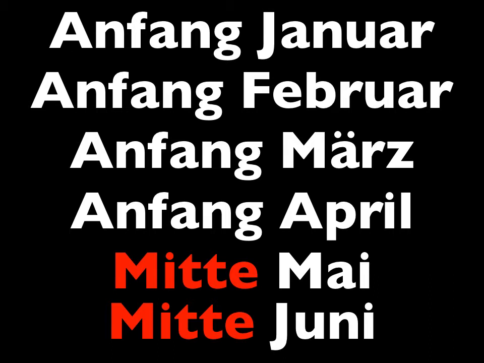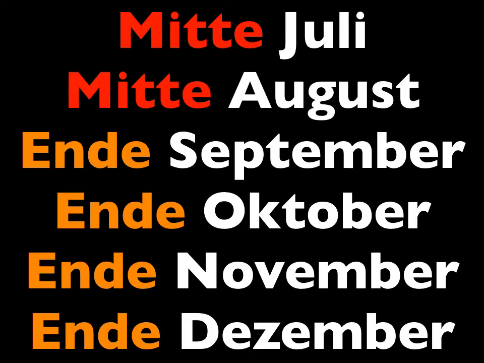Now say in the middle of the next 4 months. Ready? Repeat after me. Mitte Mai. Mitte Juni. Mitte Juli. Mitte August. Again, in all four cases, it was only two words, but it actually means in the middle of that month.